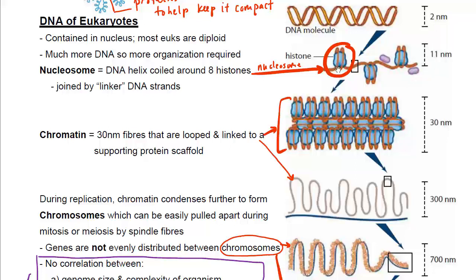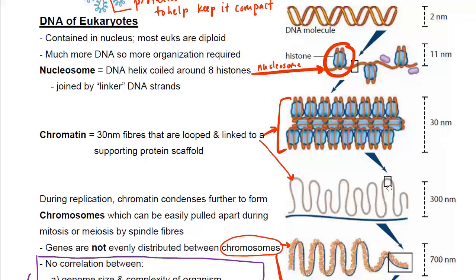Then you take the nucleosomes and you begin to coil them up. Well, now you've got what we've been calling chromatin, and it's 30 nanometers wide, so 15 times bigger than just your DNA molecule. Okay. Even now, though, at 30 nanometers, you cannot see this under a microscope. You could see it under a nanoscope, but not a microscope. Okay. So it's too small to be seen.